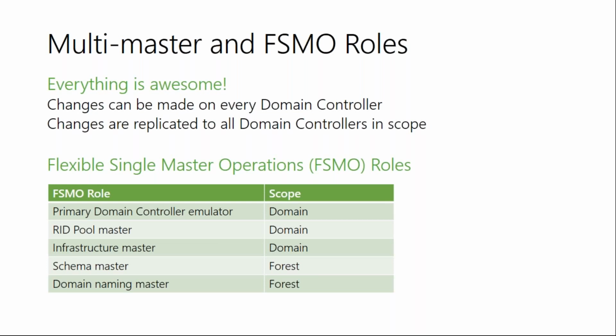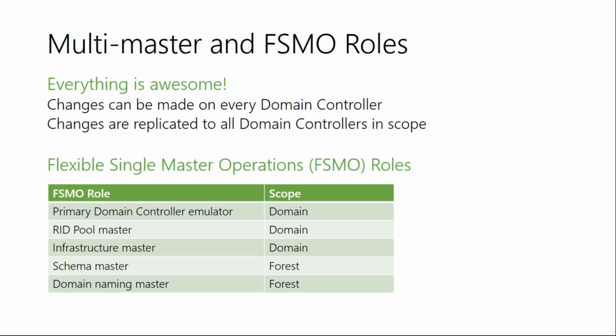So there's a primary domain controller emulator, which is the source for all the password resets and group policy changes. Then there's a RID pool master, which allows you to have a centralized way to have all the relative identifiers, the last end of the security identifier pool, being given out to all the other domain controllers. So you can't have identical SIDs for 2 different objects on 2 different domain controllers being created. Then there's the infrastructure master, which has lost most of its functionality in the latest versions of Windows Server.